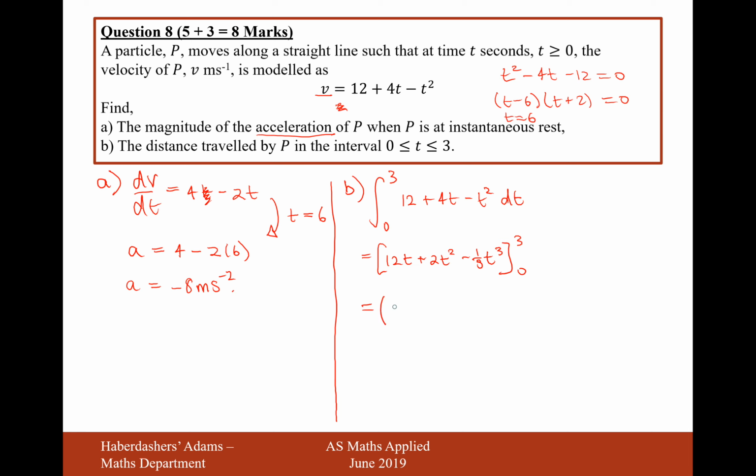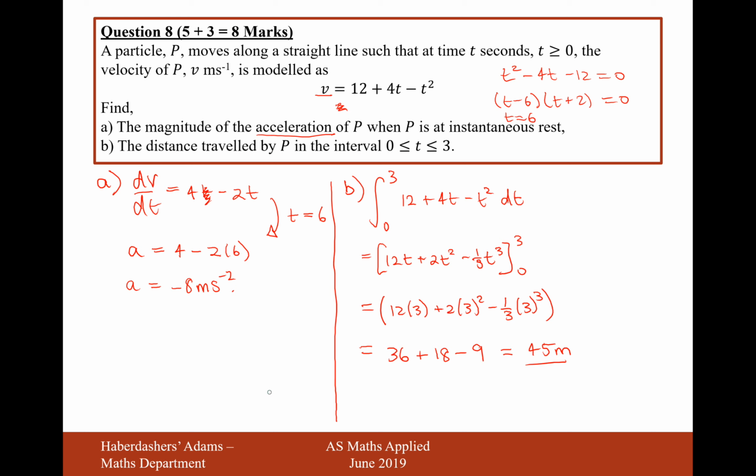So it's going to be 12 times 3 plus 2 times 3 squared minus a third times 3 cubed. And we could probably work this all out without the calculator. 36 plus 18 minus 9, and that's going to give us 45 meters. Let's just check that on the calculator, don't want to give you a wrong answer. 45 meters, yeah, 45 meters. So there we are, that's the answer for question 8, worth 8 marks in total there.